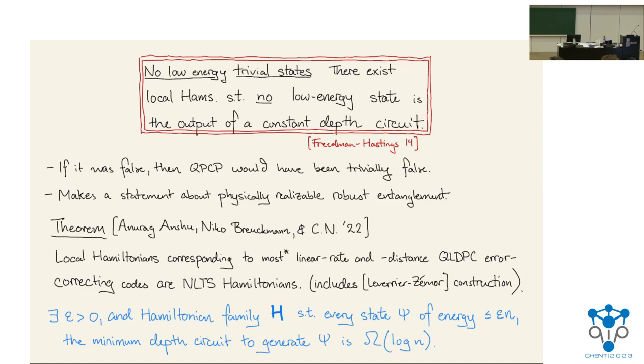So formally, what we say is that there exists some epsilon and a Hamiltonian family H, so that any state psi of energy less than epsilon n, and psi doesn't necessarily have to be a pure state, it can even be a mixture. For any such state psi, the minimum circuit depth required to generate psi is log n. So we can show that not only is it super constant, but it actually grows logarithmically.